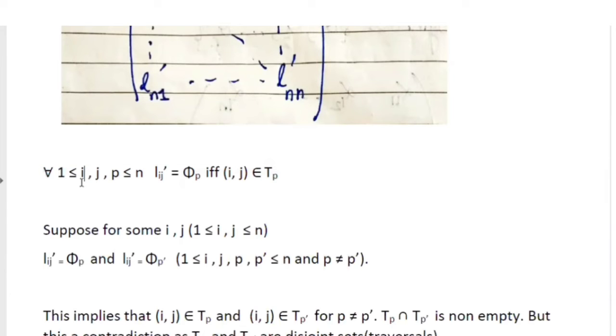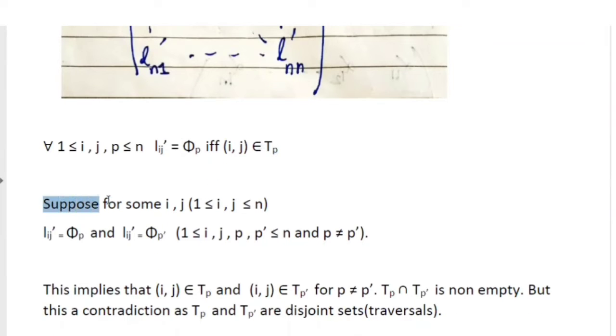And a relabeling here means that for all i, j from 1 to n, we shall define Lij prime to be equal to phi p if and only if (i, j) belongs to Tp. Here I have kept p also in the range 1 to n because we have only n sets, T1, T2, and so on till Tn. And phi p is another symbol; phi 1, phi 2, and so on till phi n are symbols which are used to relabel the traversals.